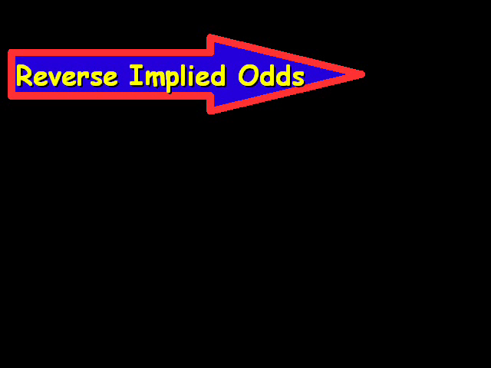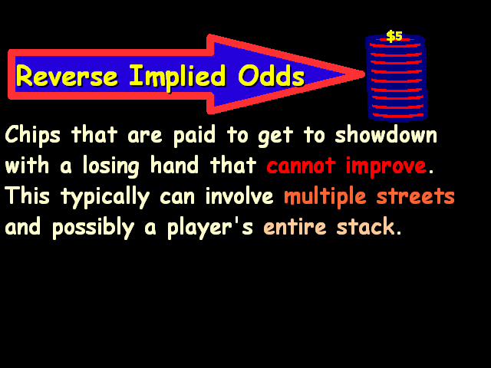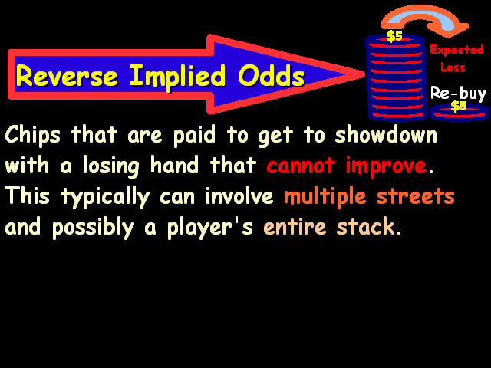In poker, the definition of reverse implied odds is when chips are paid to get to showdown with a losing hand that cannot improve. In other words, you're putting in more than you want. This typically can involve multiple streets and possibly a player's entire stack.